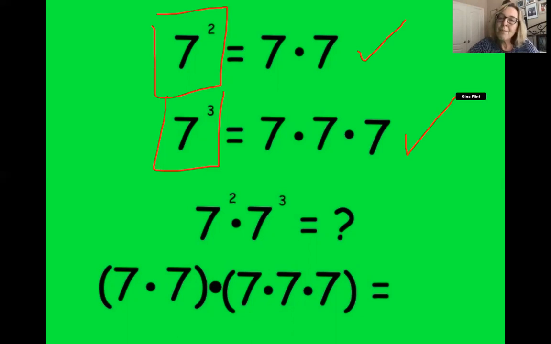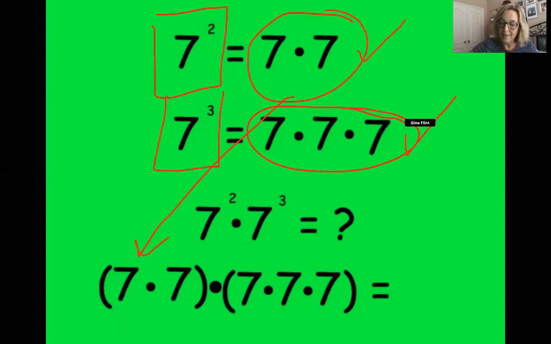So now what happens if we took those two quantities, 7 squared and 7 cubed, and multiplied them together? Well, think about what that means. We said 7 squared means 7 times 7. And we said 7 cubed means 7 times 7 times 7. So what is it that we have? And now I'm not asking you to actually find the product. I'm asking you to simplify this expression. So 7 squared times 7 cubed.